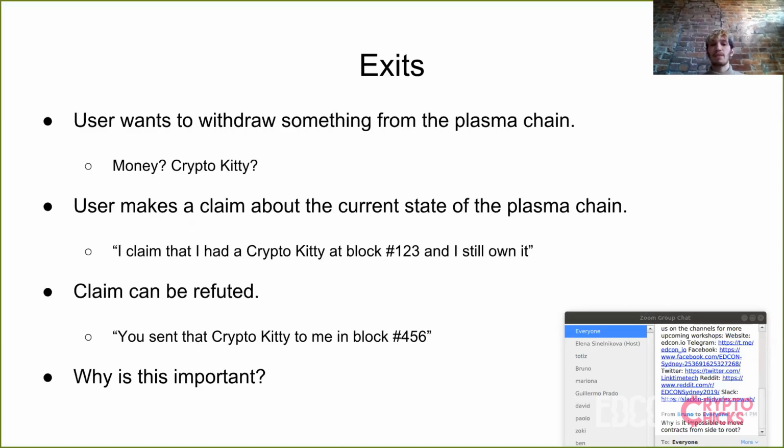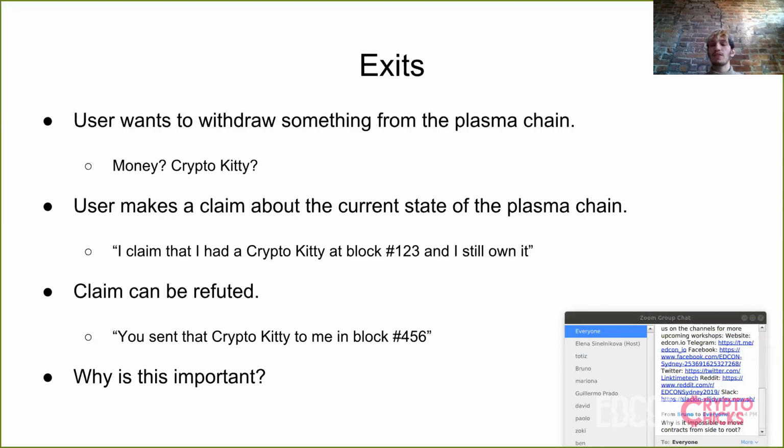So this is basically what exits are, right? A user wants to withdraw something from the plasma chain. It doesn't matter. You can basically represent anything on a plasma chain. It could be money. It could be a CryptoKitty. It could be a wallet. It could be pretty much anything. And I want to actually withdraw that thing from the plasma chain and move it back onto the root chain.